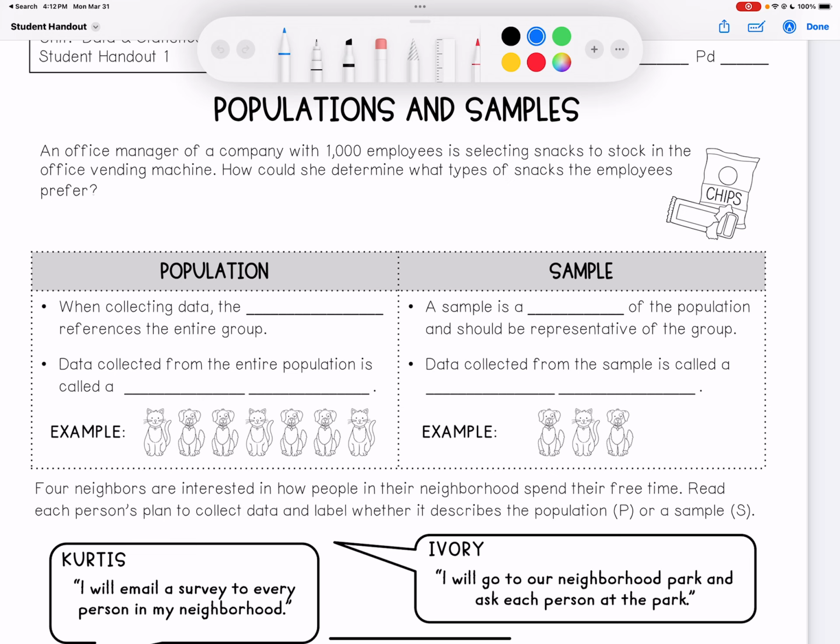First part. An office manager of a company with 1,000 employees is selecting snacks to stock an office vending machine. How could she determine what types of snacks the employees prefer? Pausing now so we can talk about it.